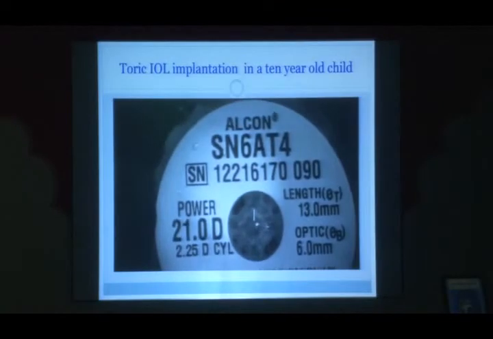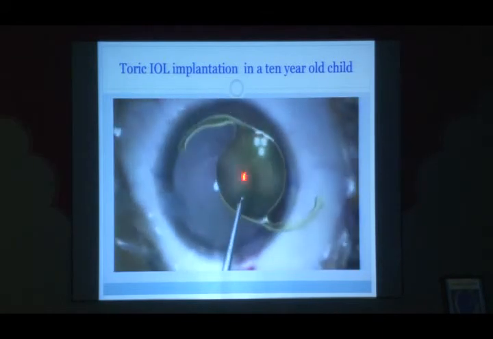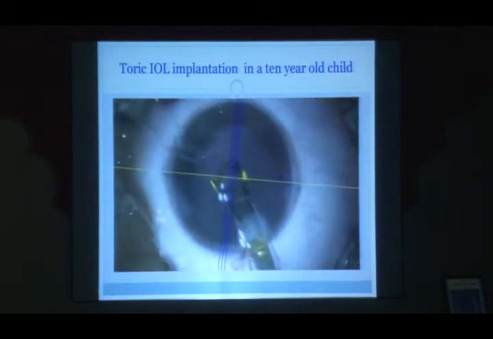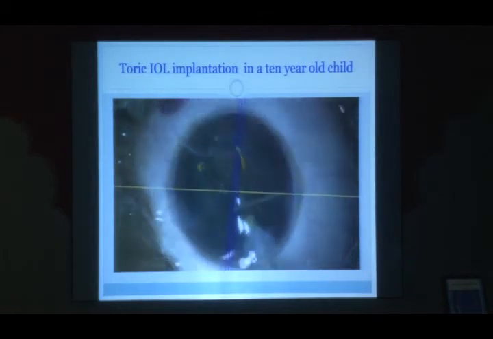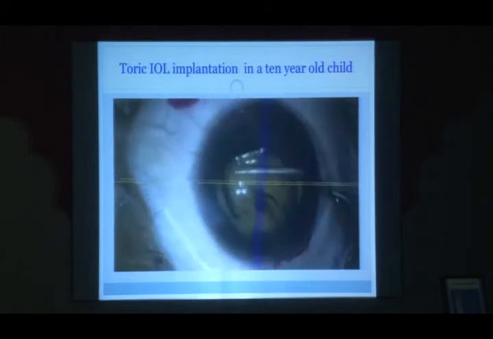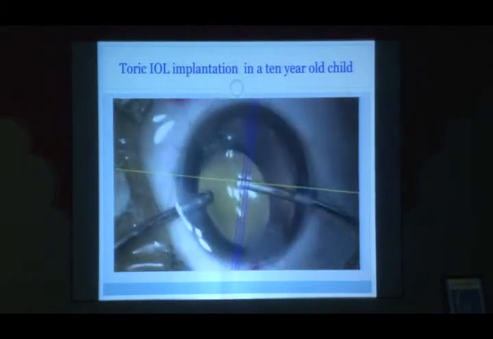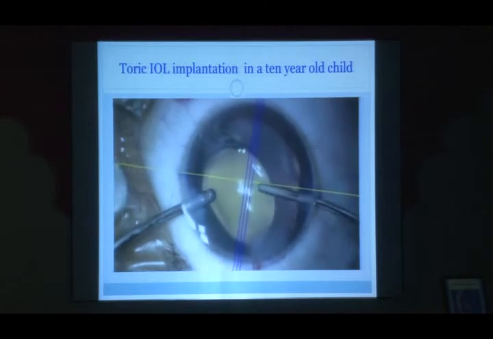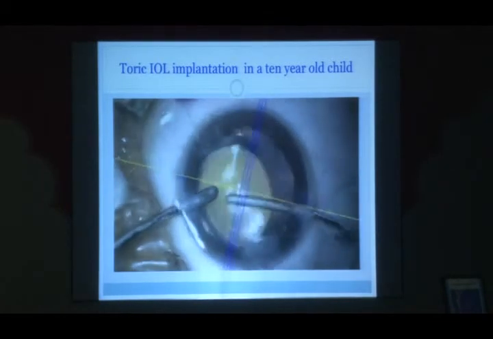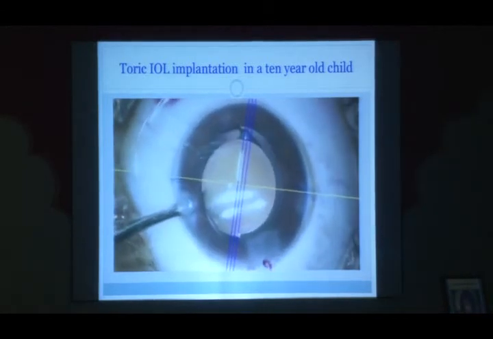Here is the IOL, SN6AT4. These are the markings on the toric IOL. The IOL is placed in the capsular bag and is kept 15 to 20 degrees less than the final destination. And after removing the viscoelastic, particularly from behind the IOL, because this will prevent rotation, this is how the final destination is reached. This is the exact alignment along the final destination.